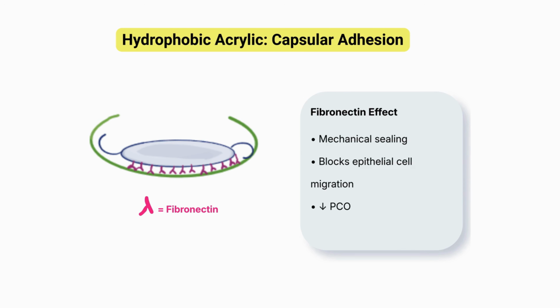Hydrophobic acrylic lenses adhere tightly to the posterior capsule because of the surface chemistry. Their surface promotes adsorption of proteins like fibronectin, which will create a really strong capsule-lens adhesion. Now, this mechanical sealing effect prevents lens epithelial cell migration and also reduces the PCO formation.